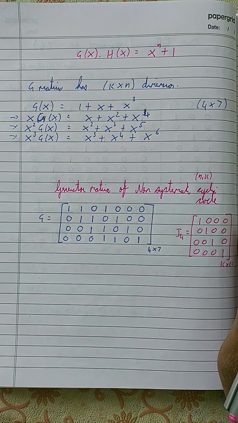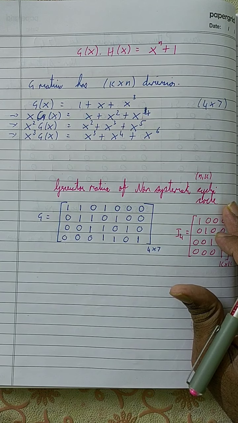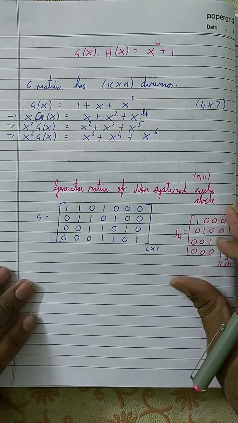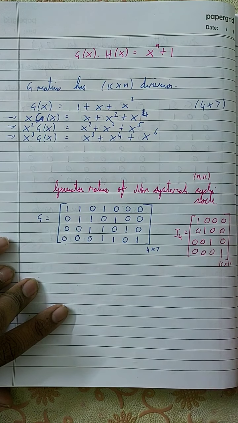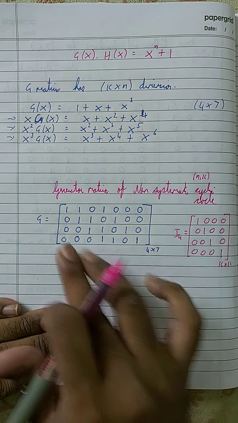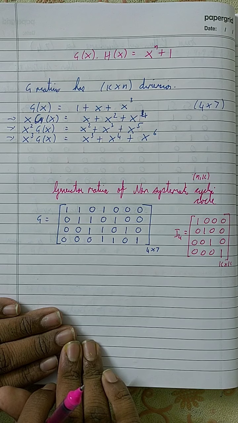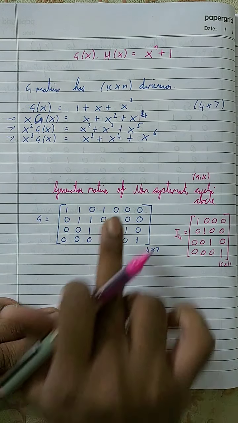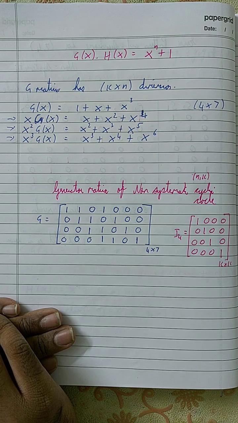So there should be an identity matrix inside this. Only if there's an identity matrix over here can we say that this is a generator matrix of a systematic cyclic code. If you look over here, that identity matrix is missing. So what you can do is convert this matrix into a systematic cyclic code generator matrix.